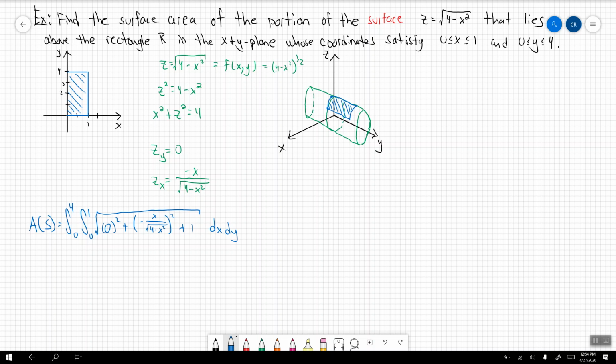So now that we have this, let's start making this integrand. This is going to be the integral from 0 to 4, then the integral from 0 to 1, of the square root of 0 squared, that's nice, so this piece is going to be x squared divided by 4 minus x squared, plus 1 inside of that square root, and that's dx dy.